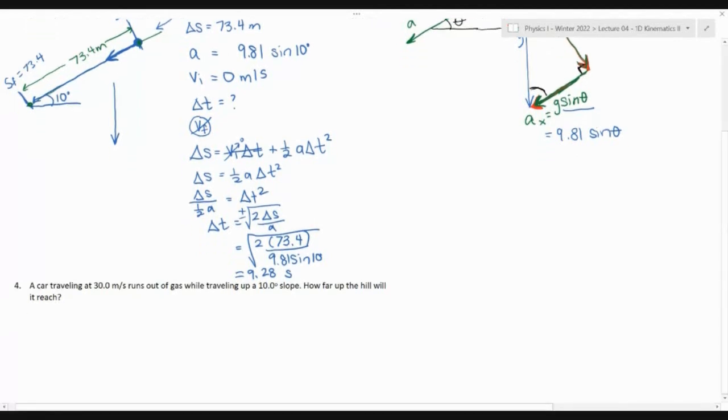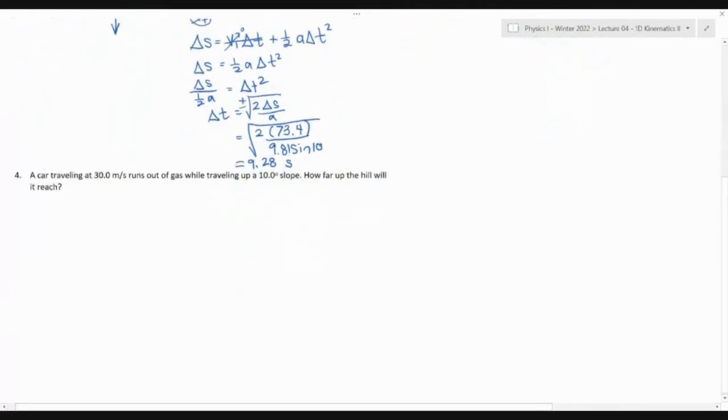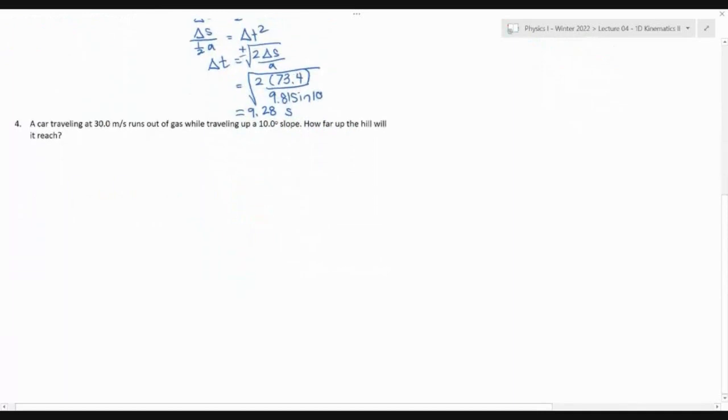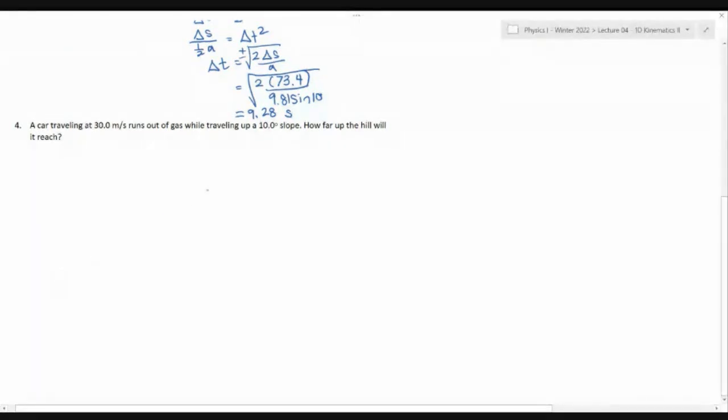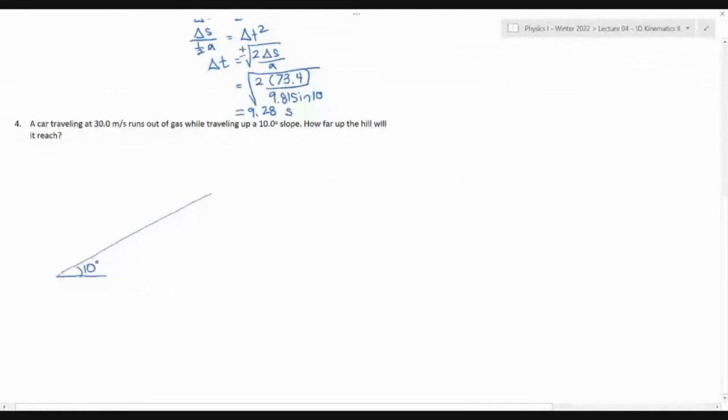Okay, so that was question 3. Okay, question 4. A car traveling 30 meters per second runs out of gas while traveling up a 10-degree slope. How far up will it reach? 10 degrees. Starts off over here. We want to know where it ends up. Okay. So what information do we know here?